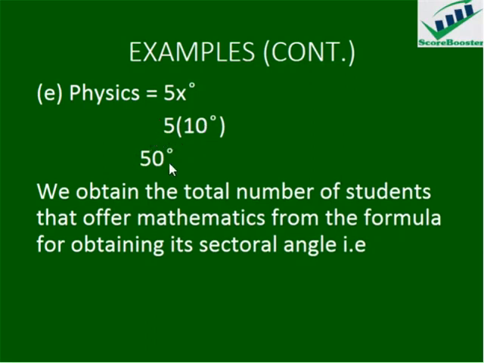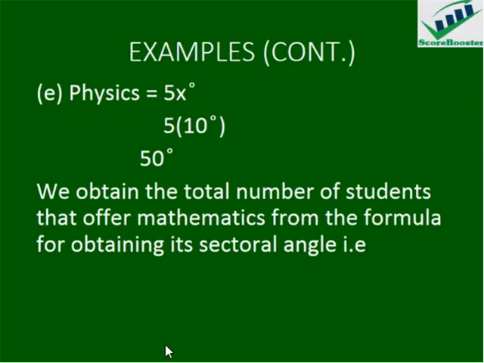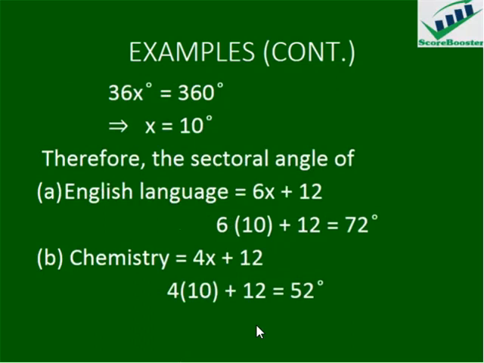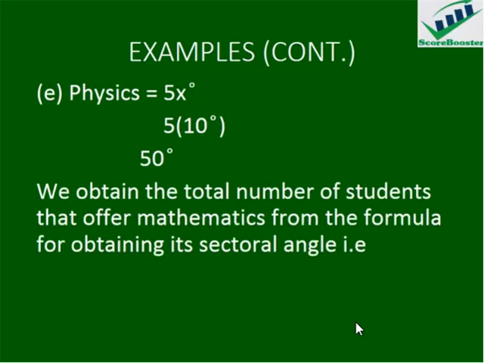So we should sum the sectorial angles obtained when we substitute the value of x into the sectorial angle of each subject, which is in terms of x. If we add them together, we must get 360 degrees. So now let's check. 50 degrees plus 136 degrees will give 186 degrees, plus 50 degrees will give 236 degrees. 236 degrees plus 52 will give 288, and 288 plus 72 will give 360 degrees. So that is correct. We've obtained the original sectorial angle of the subjects.